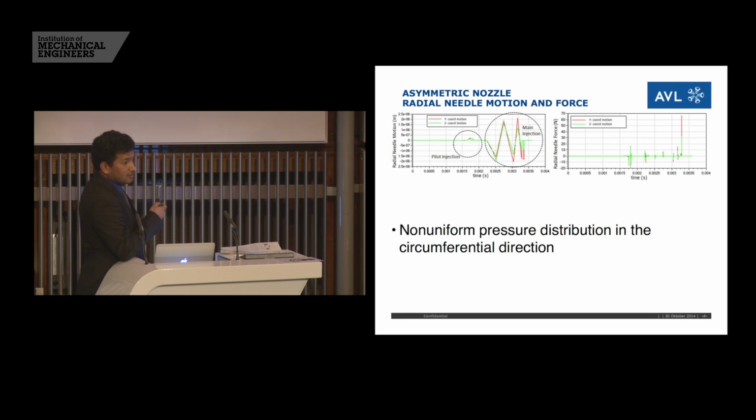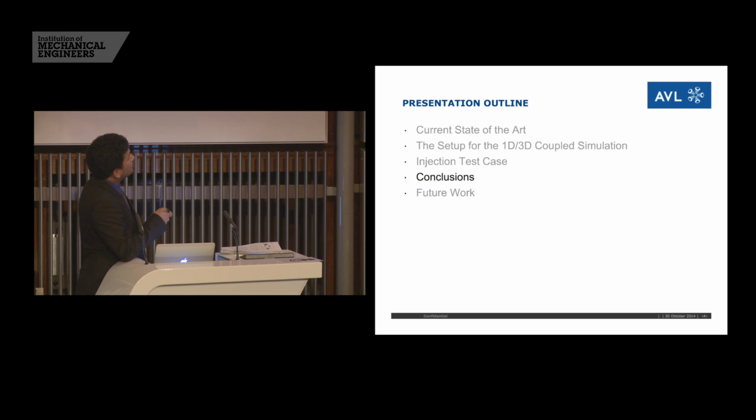But for the radial needle motion in the asymmetric case, you can see there is a considerable radial motion near to 2 micrometer, and this is more important for the main injection event, where you can see there is a zigzag motion of the needle due to this flow asymmetry. And at some point we can see a force jumping near to 80 Newtons. This kind of behavior we also observed in some experiments, which I will show you later.